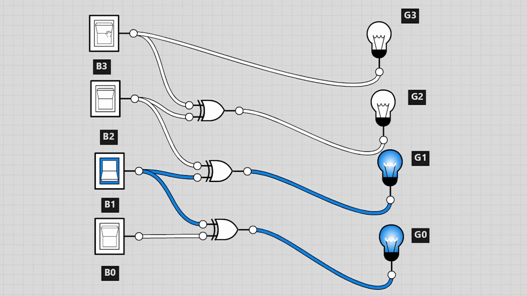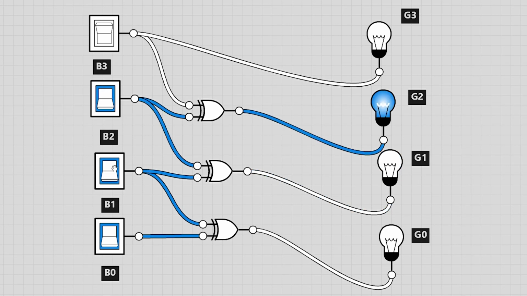When B3 is 0, B2 is 0, B1 is 1, B0 is 1, G3 will be 0, G2 will be 0, G1 will be 1, G0 will be 0. When B3 is 0, B2 is 1, B1 is 0 and B0 is 0, G3 will be 0, G2 will be 1, G1 will be 1, G0 will be 0. When B3 is 0, B2 is 1, B1 is 0, B0 is 1, G3 will be 0, G2 will be 1, G1 will be 1, G0 will be 1.